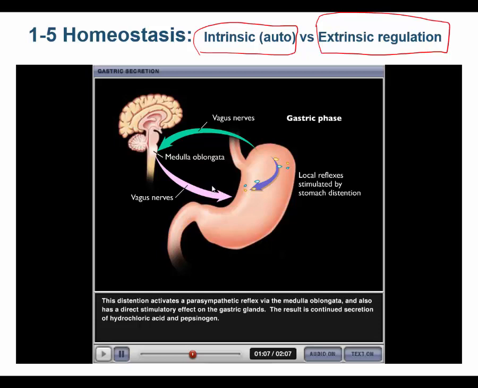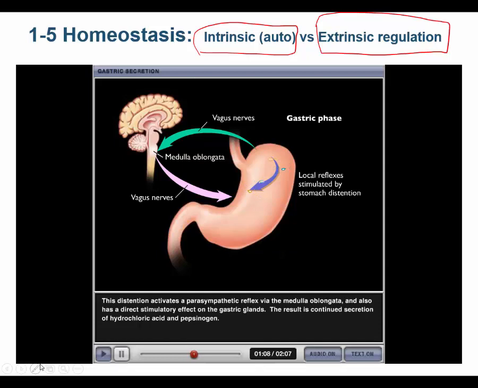Now what you're going to say to me is, well, they're both occurring. Exactly, they're both occurring. And in many of these systems we're going to study, there's intrinsic regulation, also known as autoregulation, and there's extrinsic regulation, which involves the central nervous system. Now I just wanted to show you that. I'm going to finish the video just in case you want the video finished.